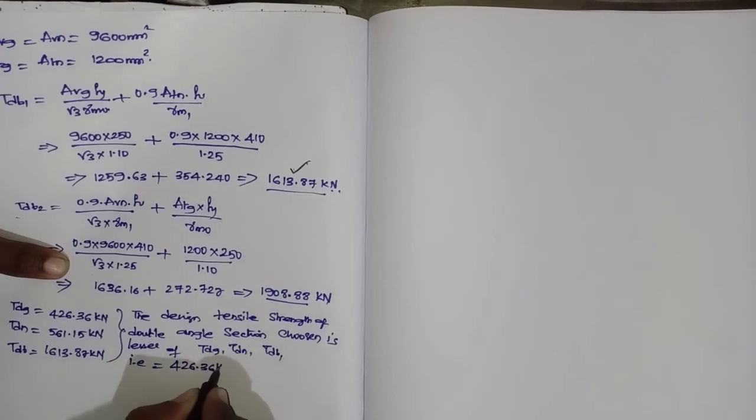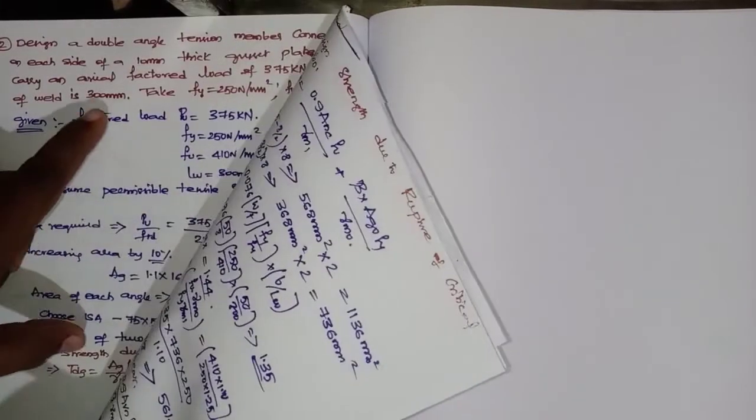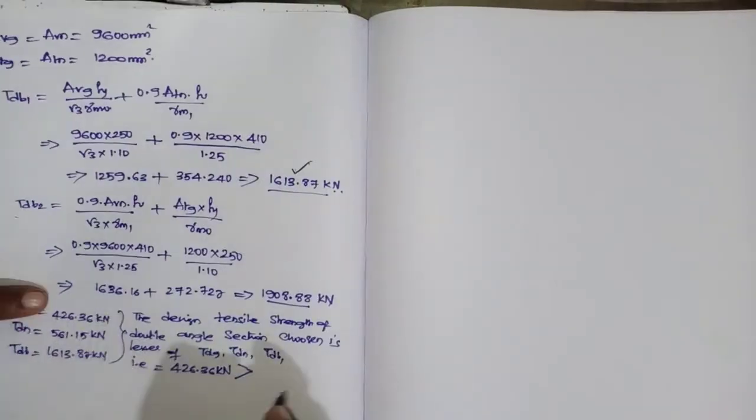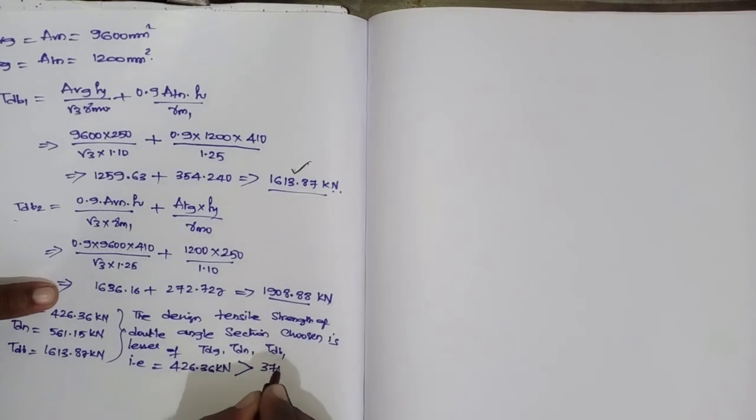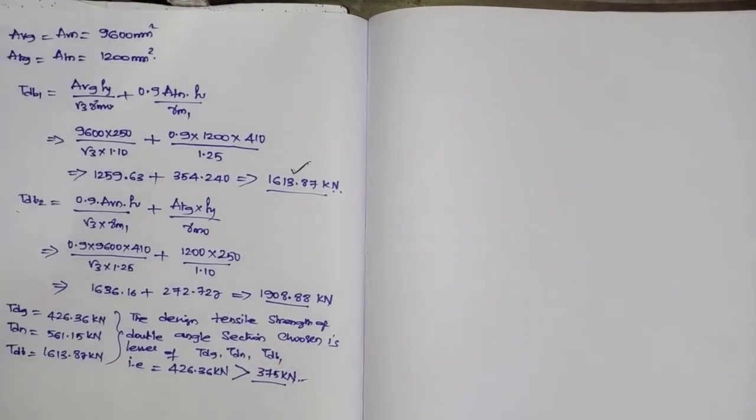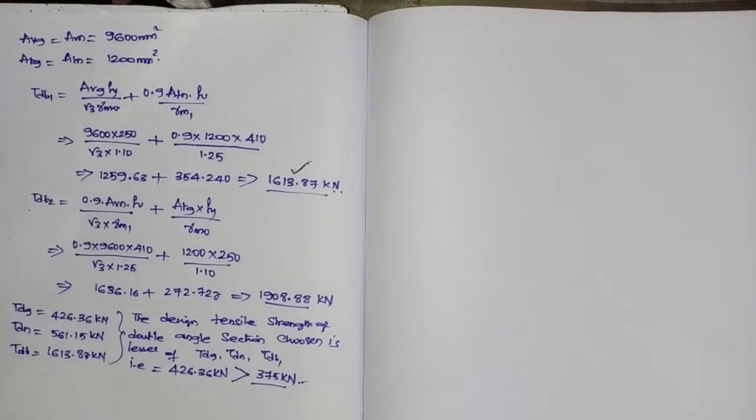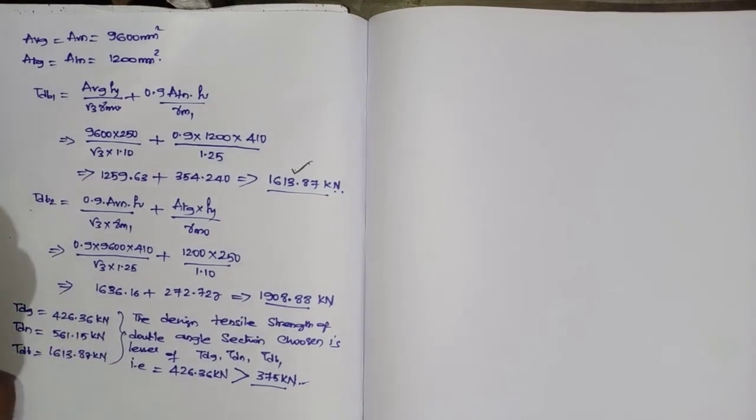That is 426.36 kilonewtons, which is greater than the given factored tensile load, that is 375 kilonewtons. Hence our section chosen and designed is safe to take the load of 375 kilonewtons and more, up to 426.37 kilonewtons, right?